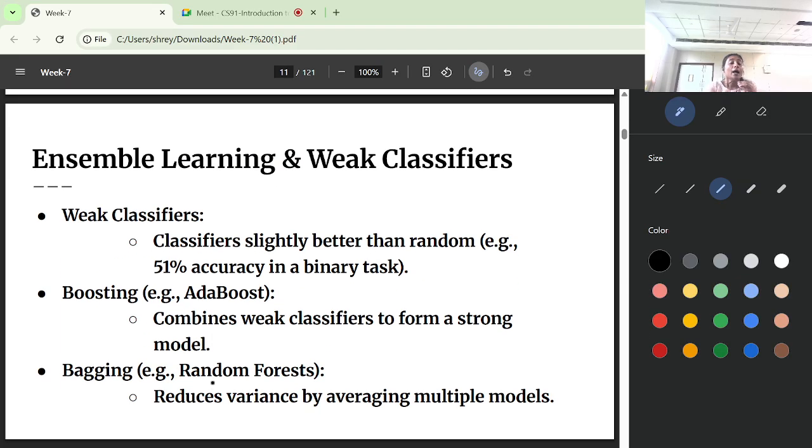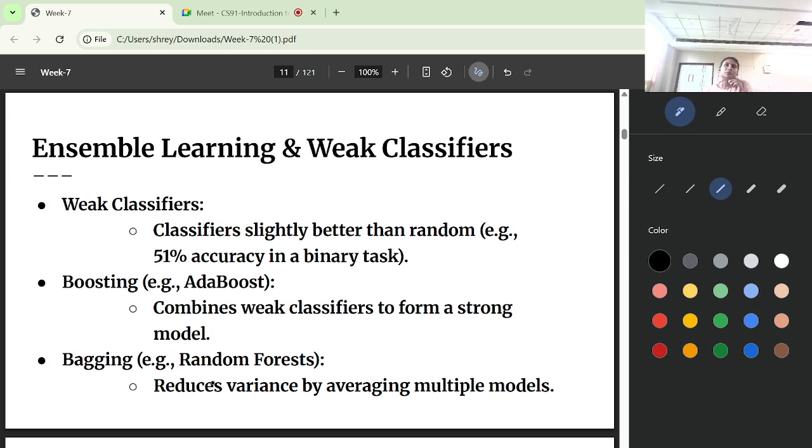Another type of mechanism comes in for overfitting. Let's say you have created a model and you are just optimizing it. If you are giving me some answer again and again, it is degrading the performance, right? So what can you do? Another concept comes in here: ensemble learning, or weak classifiers.